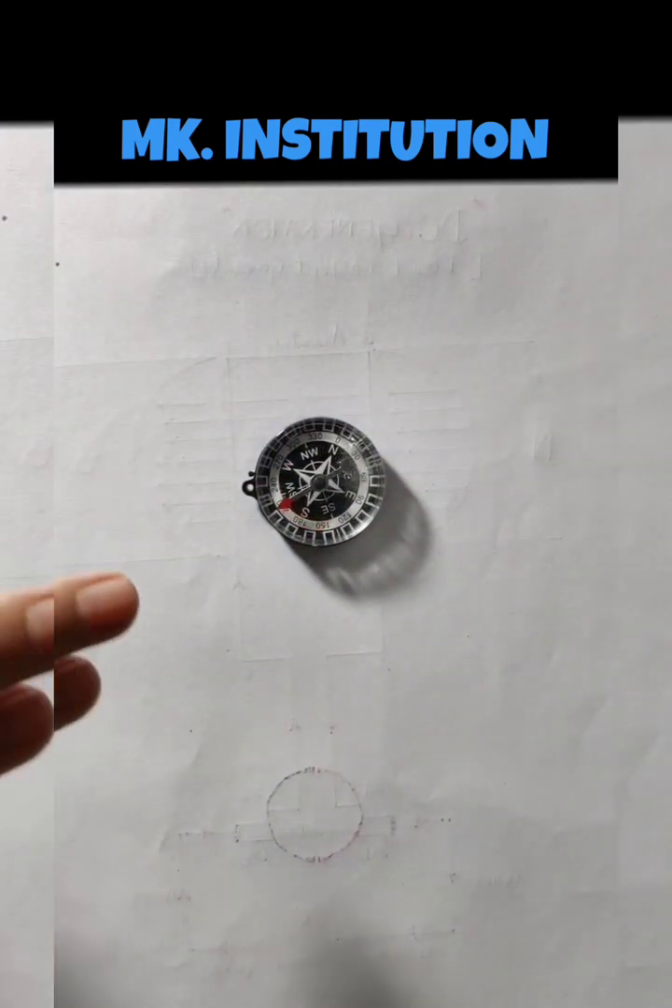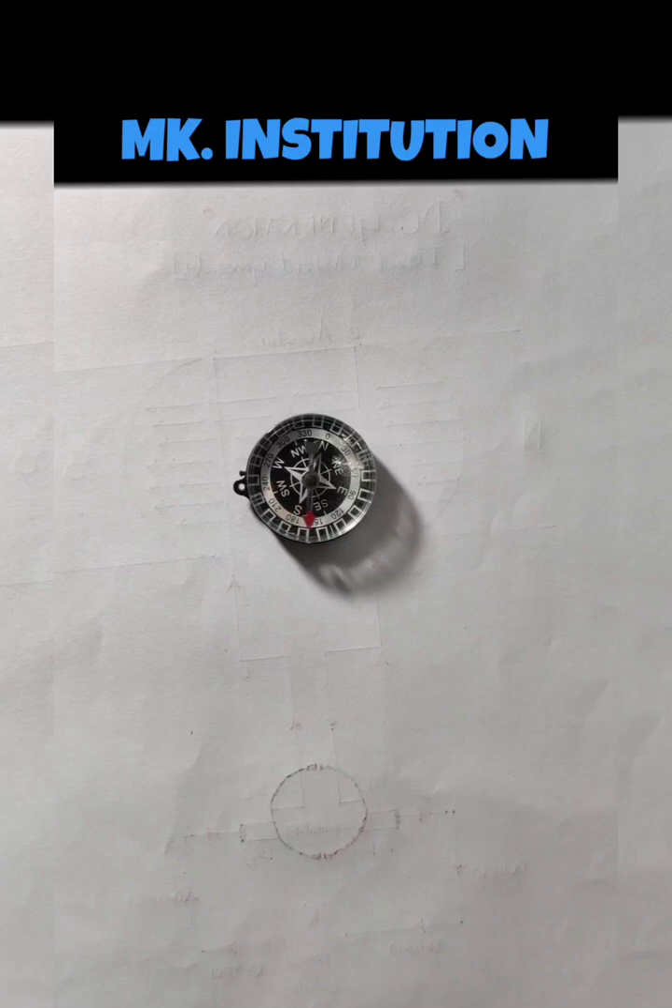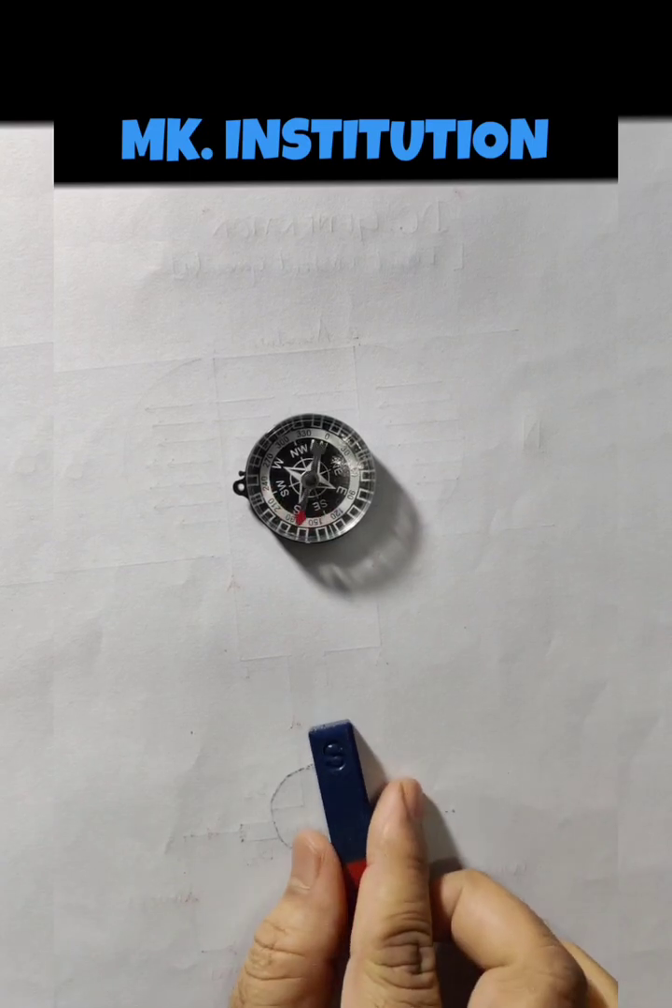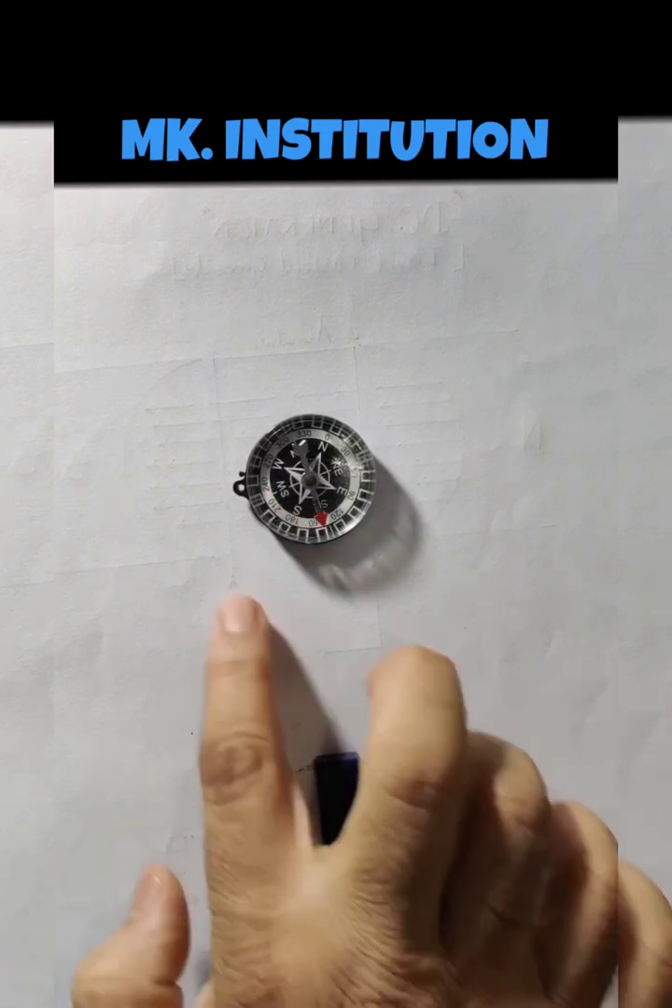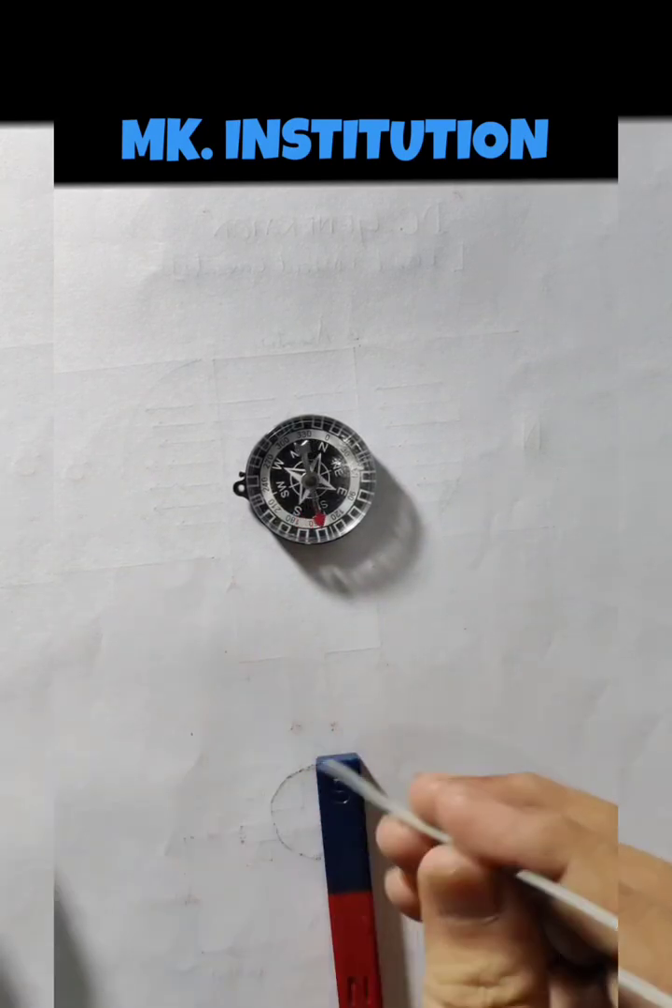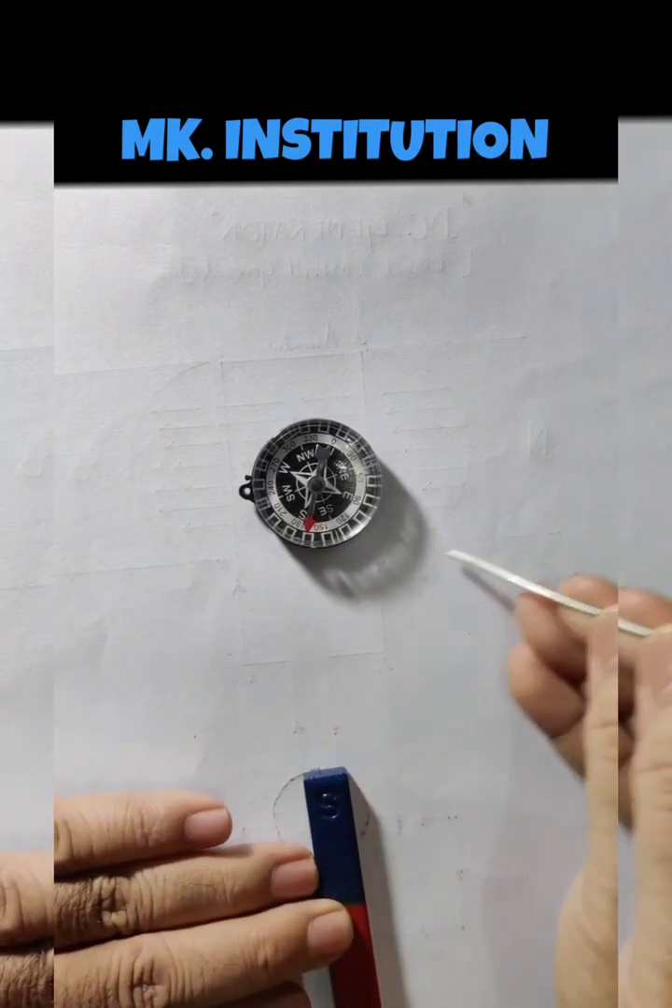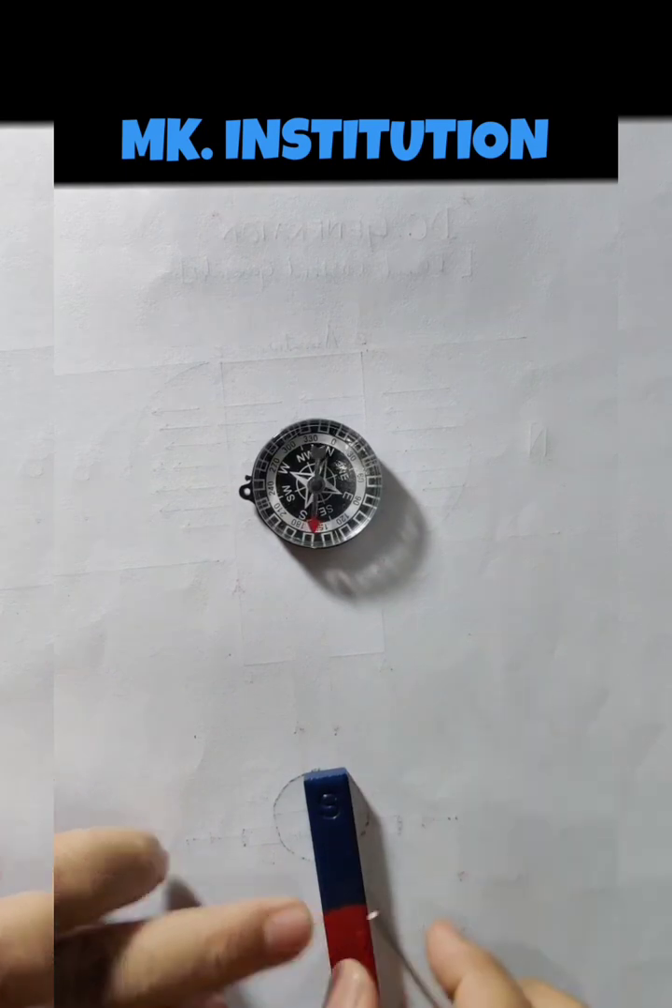Now the movement of this needle is called deflection. What do they call it? Deflection. Now I'll show the deflection. If I bring the south pole here, see the power of the magnet, the field lines. The field lines are moving from here and here. Everywhere the field lines are moving.